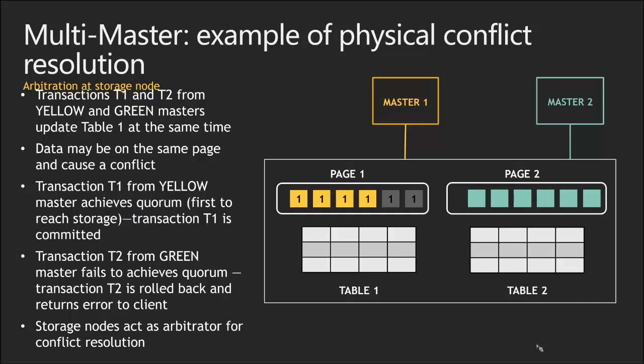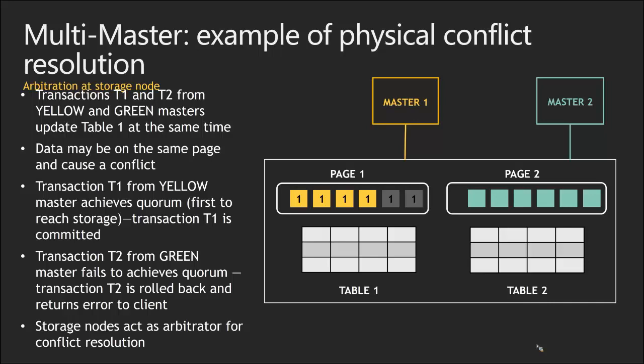So the way that the storage layer works is that as soon as we get an acknowledgement from 4 out of 6 storage nodes, that means that that transaction is considered committed. And even if the 2 other ones don't receive the data right away, they'll receive it between those nodes. So either they'll receive the request directly, or they'll complete the data from the other 4 nodes. So if, in this example, master 1 gets a response from 4 storage nodes before master 2 does, it means that transaction 1 achieves quorum, as we call it. It gets 4 out of 6. And that means that transaction 1 is committed, and transaction 2 will fail.